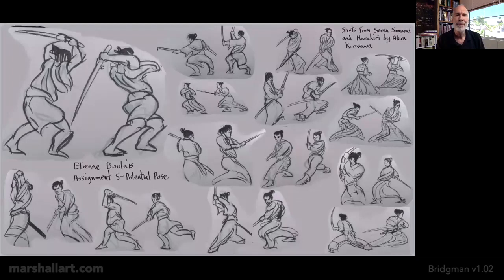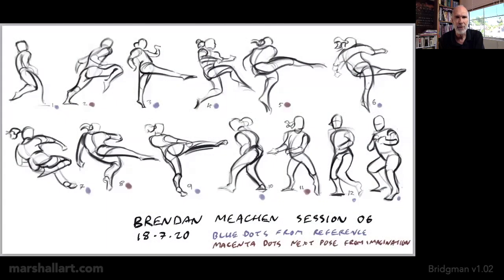Etienne. Potential pose shots from Seven Samurai, from Kurosawa movies. Great! We have the privilege that they didn't have at the Art Students League. Learn to see the pose and anticipate the next one. Learn to think like an animator.